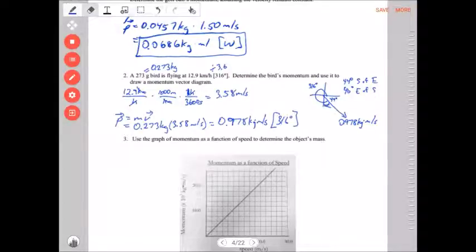All three are correct. But for this, because our question was asked in 316 degrees, we should have that as part of our momentum vector diagram. Okay, so that's that one.